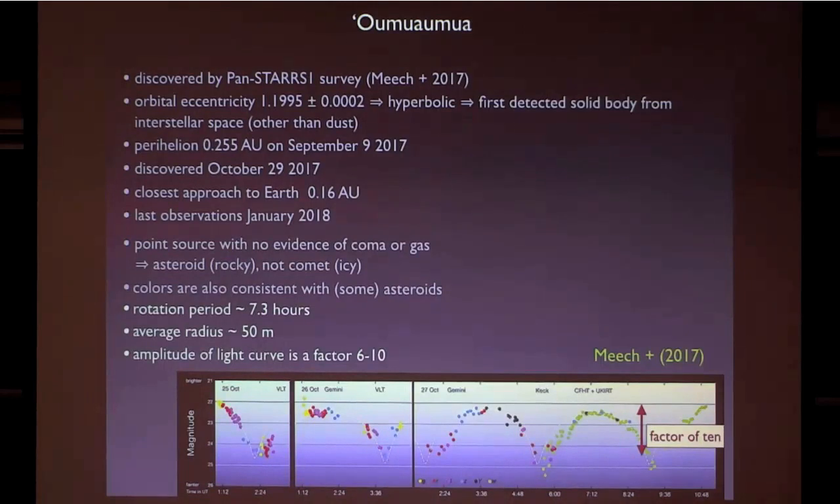It has a light curve. Rotation period is a little under 8 hours. The photometry suggests that the average radius is about 50 meters, and the amplitude of the light curve is a factor of something like 6 to 10.